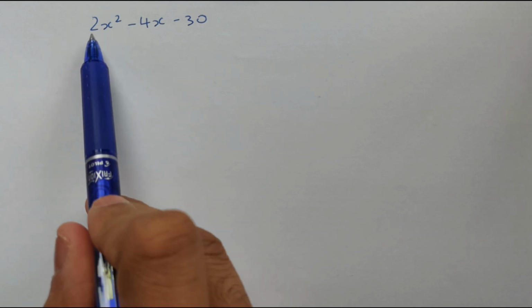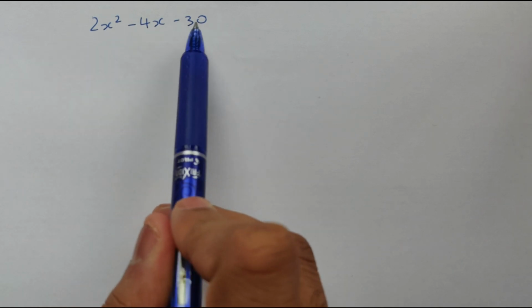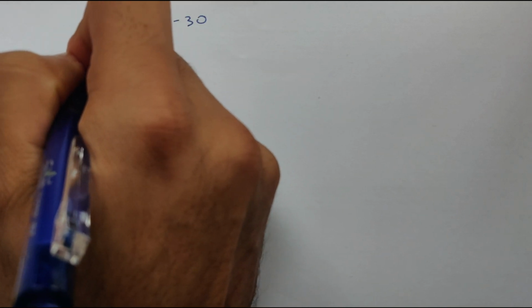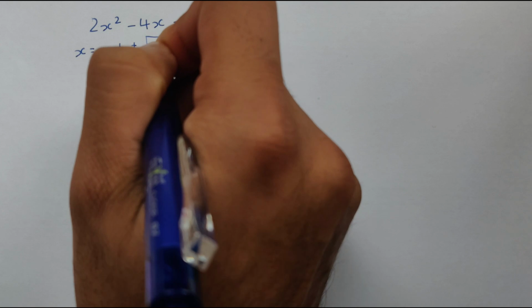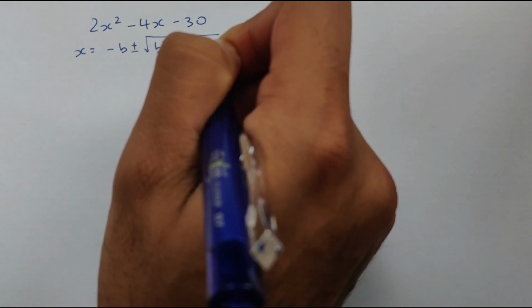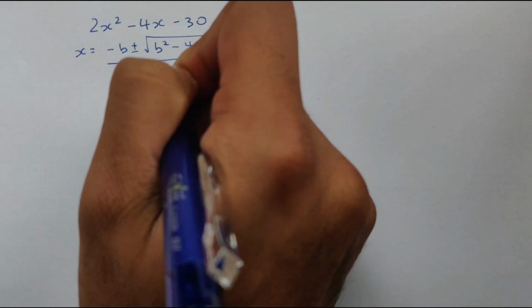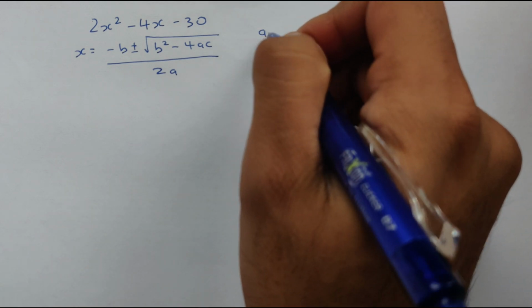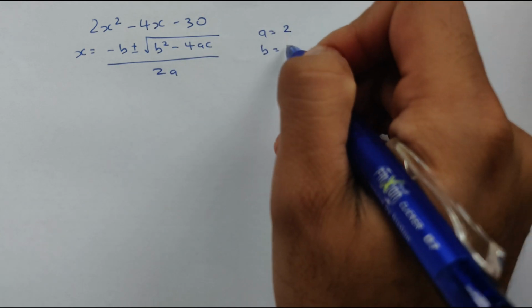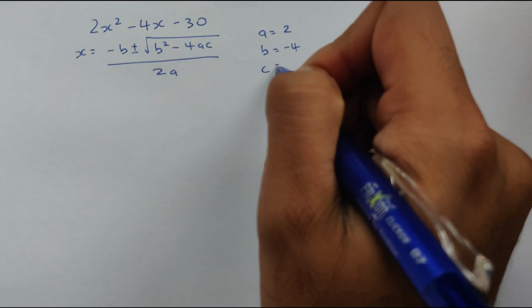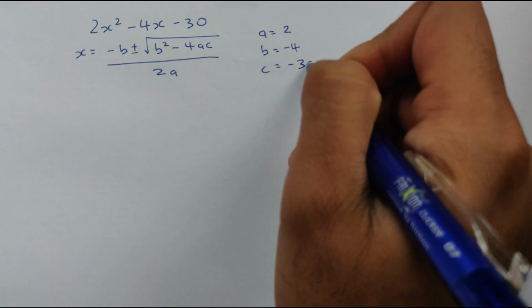Okay, let's work through example number 2. So our equation is 2x squared minus 4x minus 30. And the quadratic formula is x equals minus b plus or minus the square root of b squared minus 4ac over 2a. We know the value of a is equal to 2. The value of b is equal to minus 4. And the value of c is equal to minus 30.